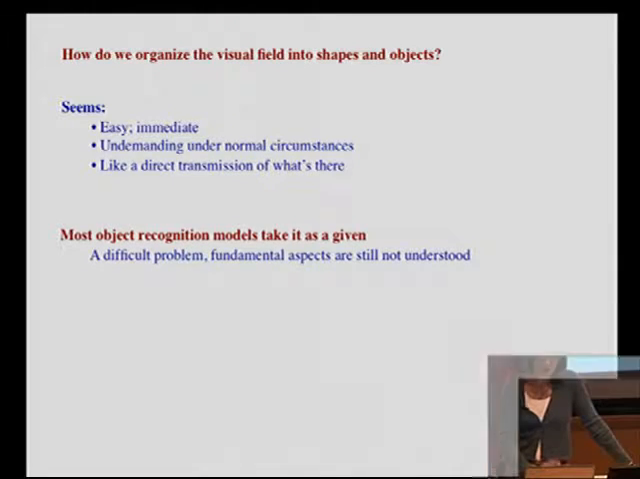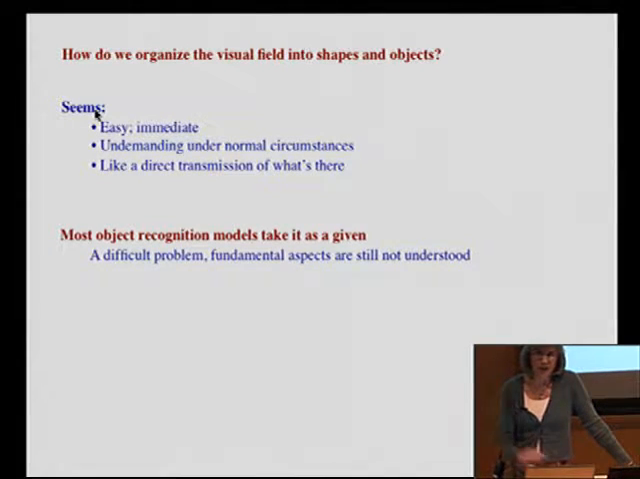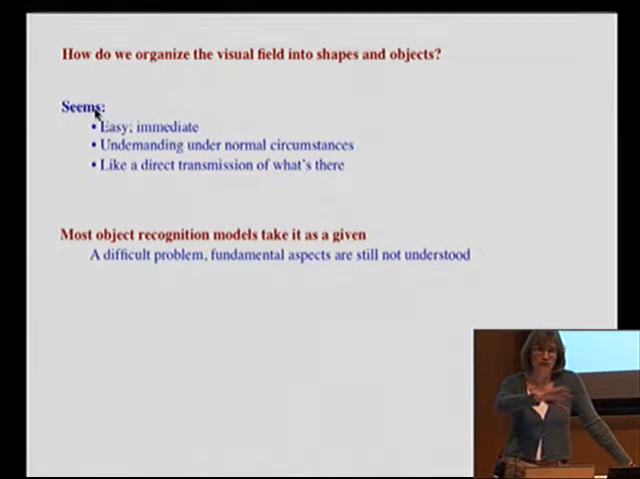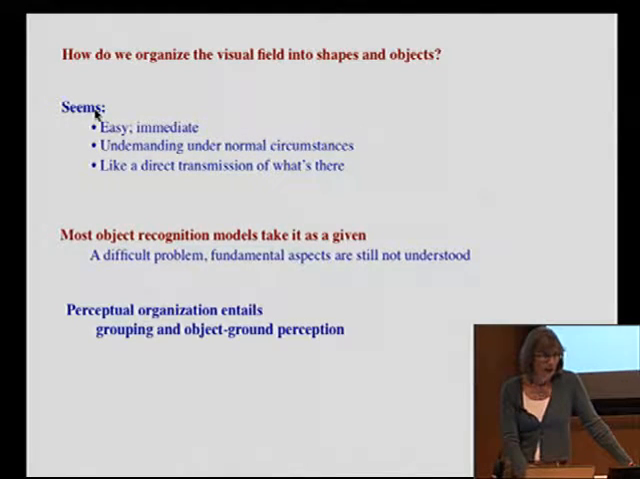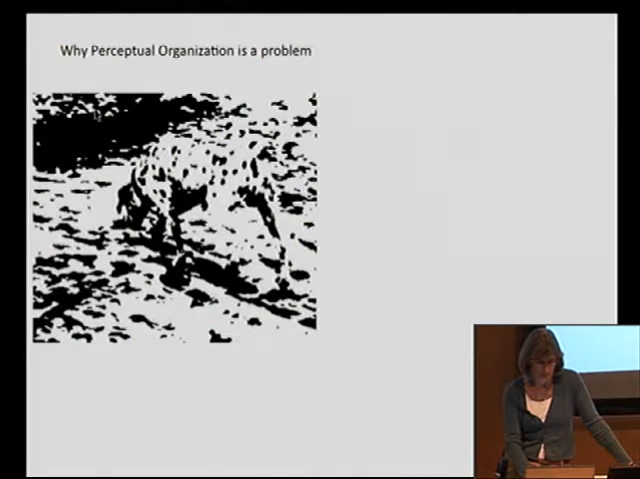Most object recognition models nevertheless take as a given the fact that we've already segregated out objects in the visual field. That itself is a very difficult problem. And it entails both grouping some parts of the visual field together and segregating other parts of the visual field.